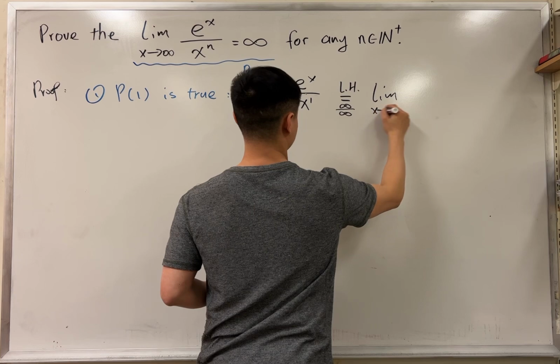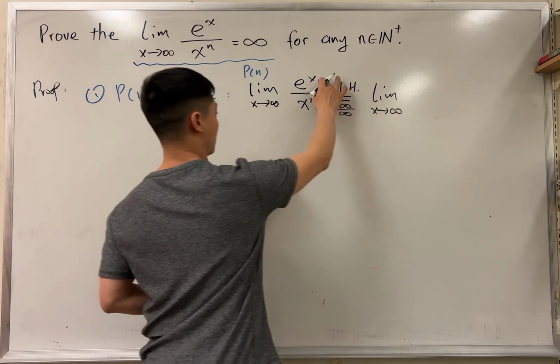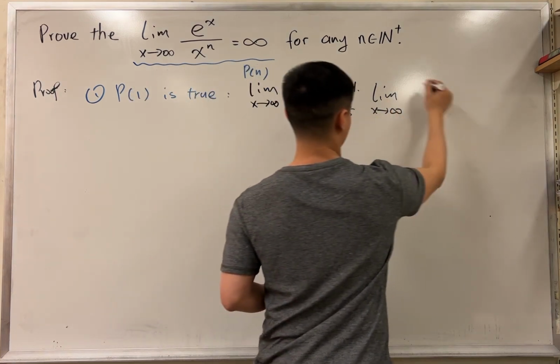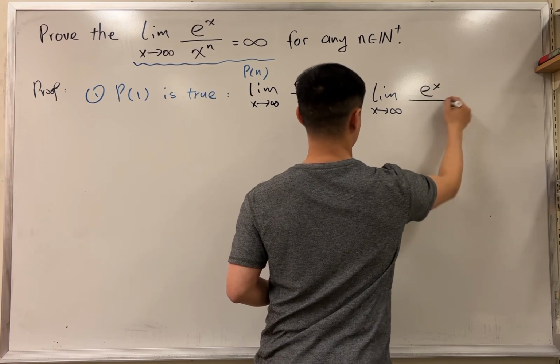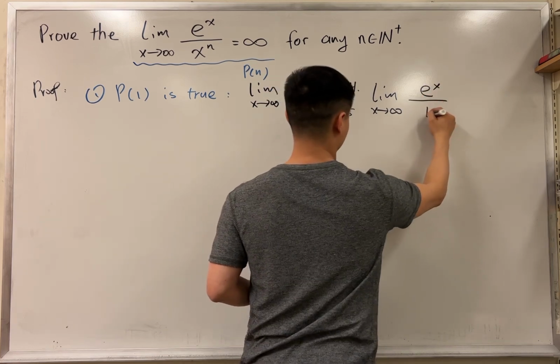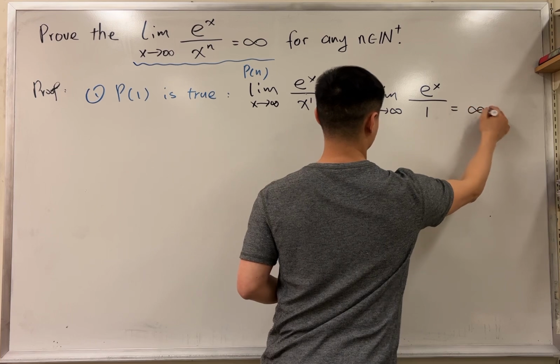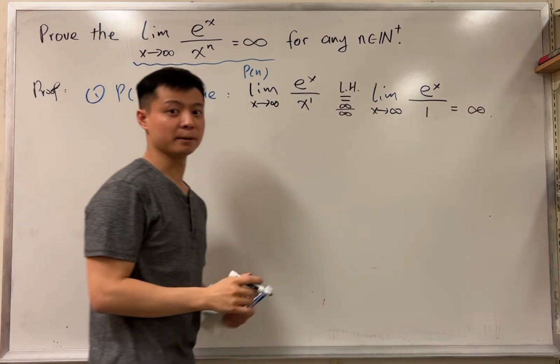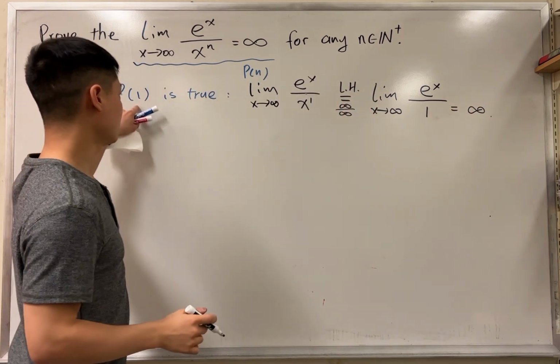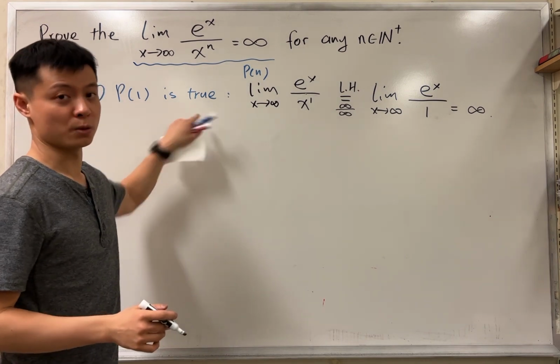So we take the derivative of the top as well as the bottom. The top stays the same, e raised to the power x, but the bottom becomes 1. And then this limit is clearly infinity, which tells us that P of 1 is true.